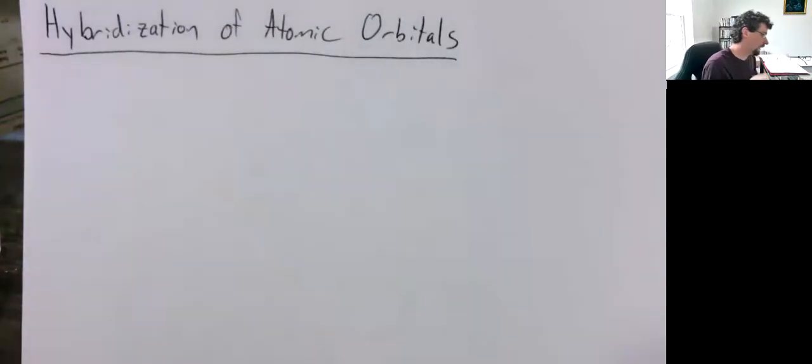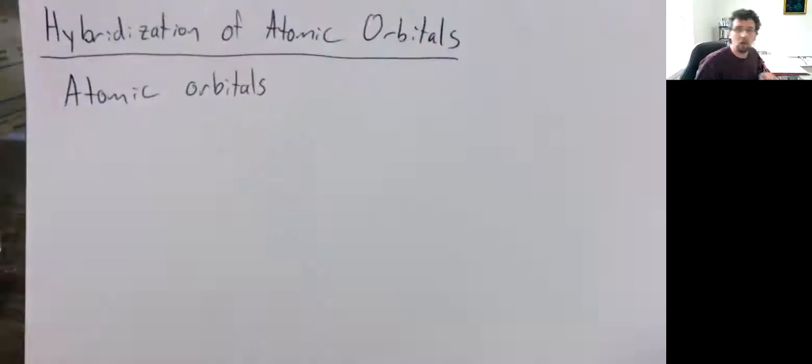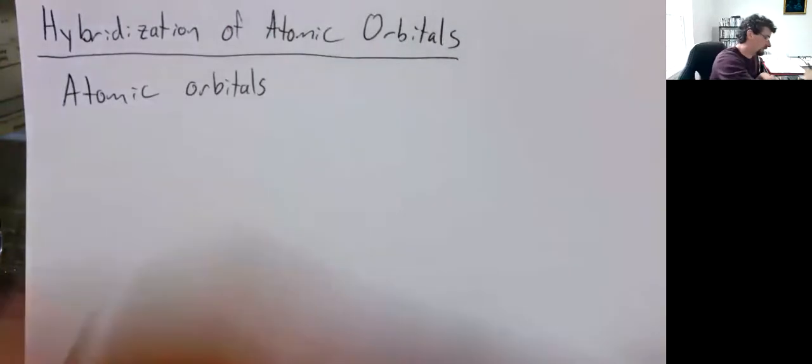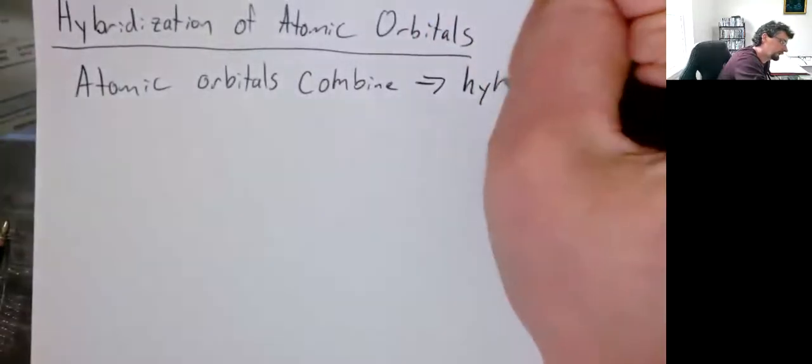Okay, so like we said, we have these atomic orbitals. Remember, orbitals are just a mathematical function. They don't truly exist. They're just a model. So what happens is these mathematical functions, there's a positive and negative overlap between them. They mix together and they form hybrid orbitals. So these guys combine, we get hybrid orbitals.